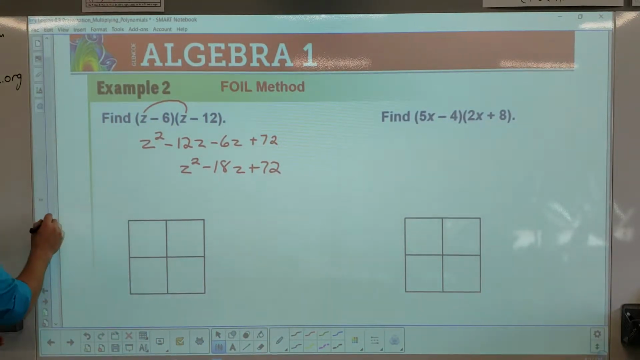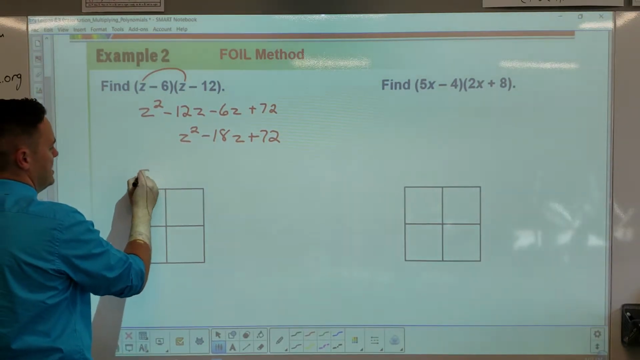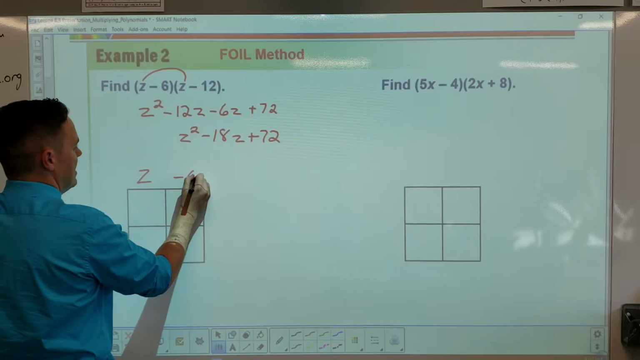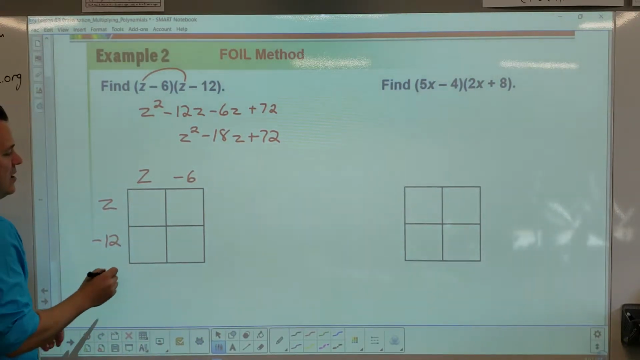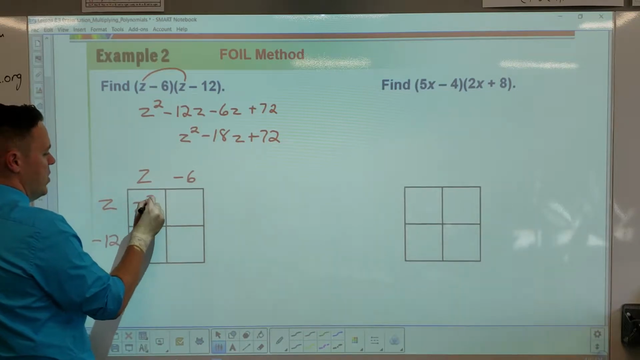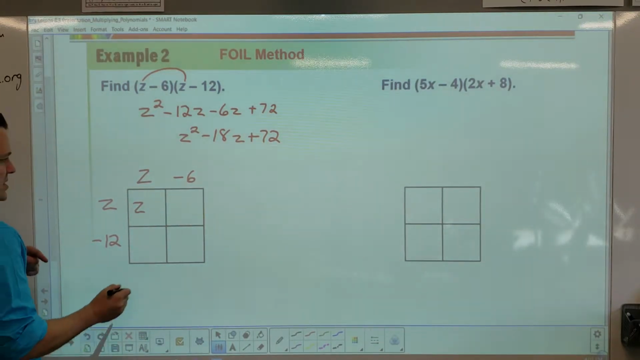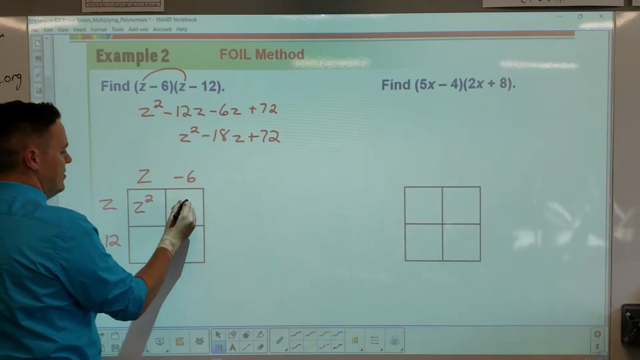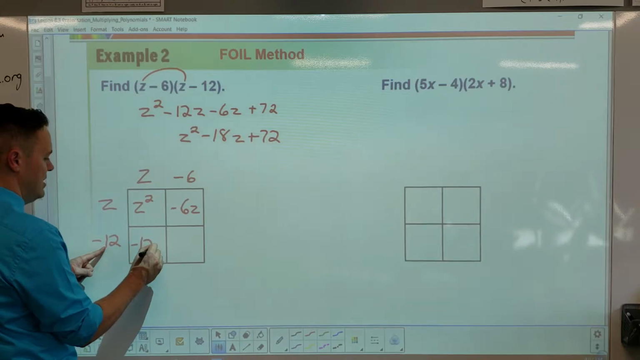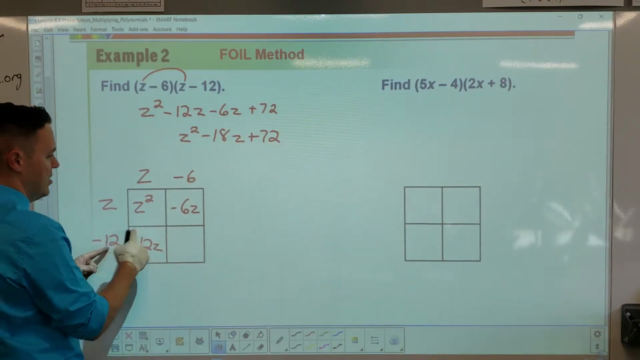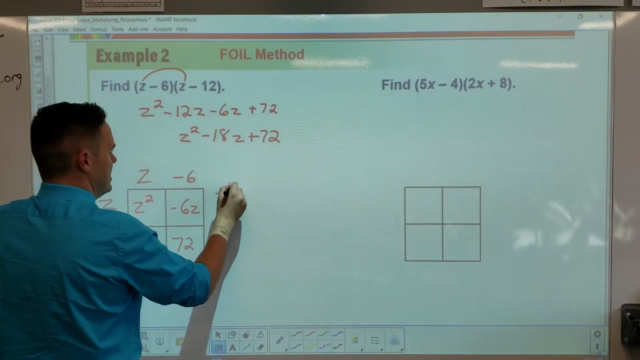Now, if you want to do the same thing on this, here's the grid for the FOIL. So it'd be z, negative 6, z, negative 12. If you were to do this method, this is z squared. This would be negative 6z, and then this is going to be negative 12z, because this box and this box together, and then these two together would be 72. There's your setup.